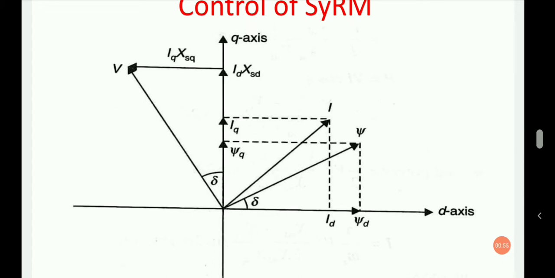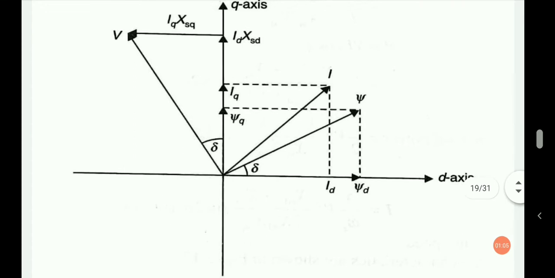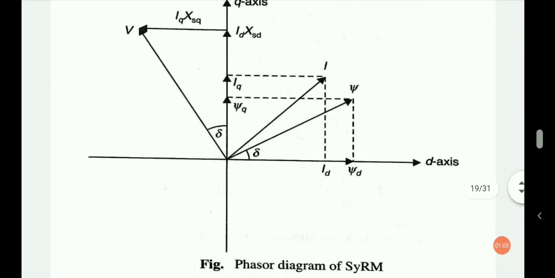For developing a control scheme, we are considering the phasor diagram of synchronous reluctance motor. You can see the phasor diagram of synchronous reluctance motor. In this diagram, the flux linkage phasors are also shown. In this phasor diagram, you can see on the x-axis the direct axis and on the y-axis the quadrature axis is taken.